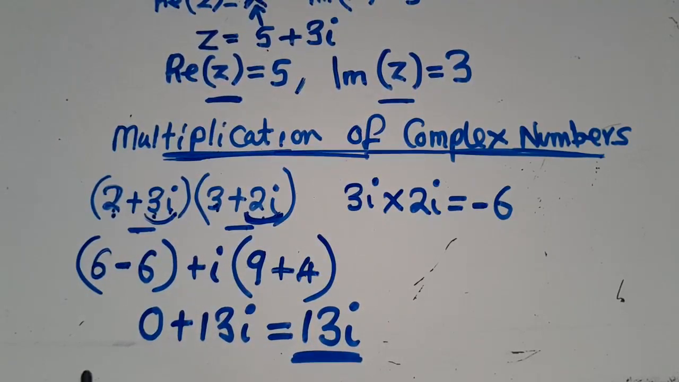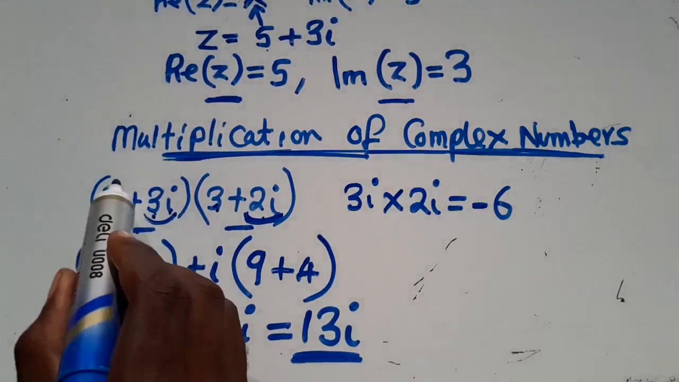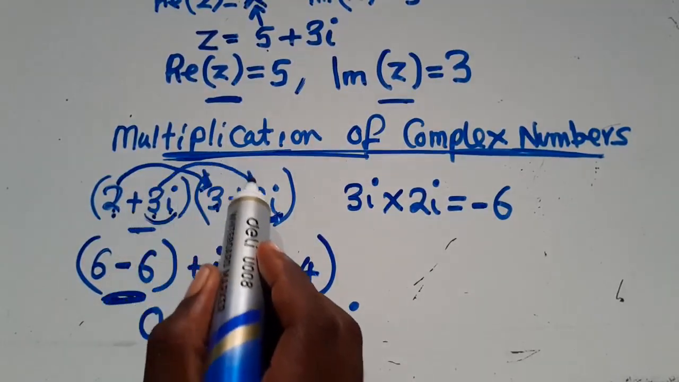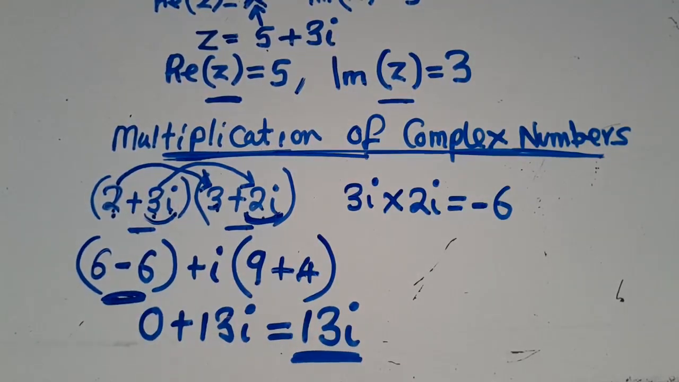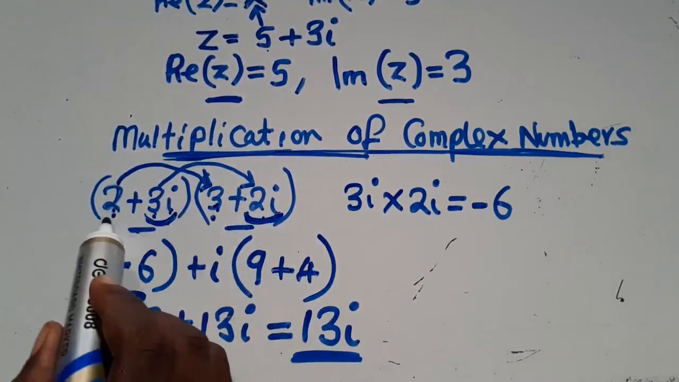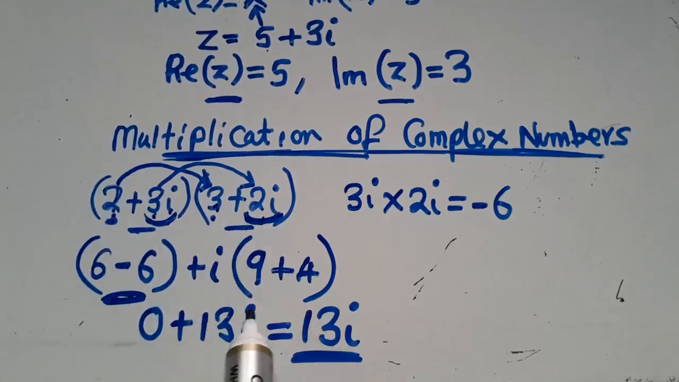To summarize everything, what you need to do is find the real part. You know that this is the real part. So you multiply this one with this first one, then this one will be multiplied with that one. That's how you get to find the real part. For the imaginary part, this one will multiply with that one, and that one will multiply with that one. That's how we get to find the imaginary part.